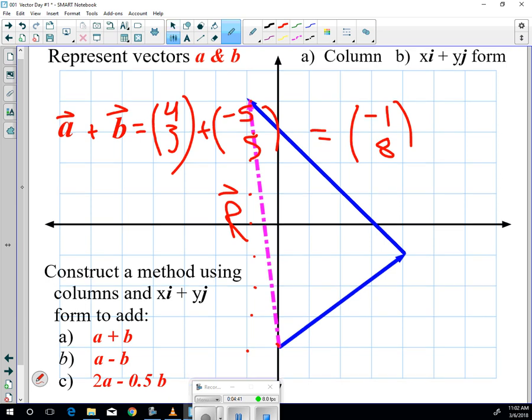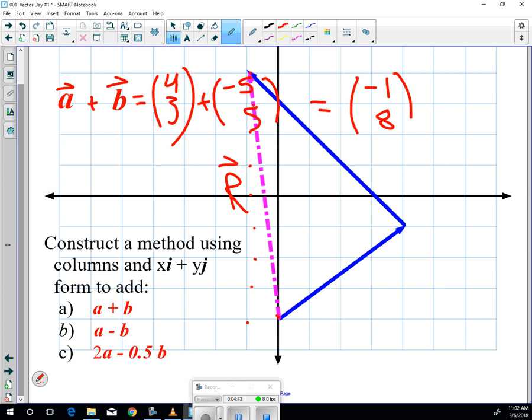You can also do it using the position vector forms. But we showed A plus B. Look how easy A minus B is. (4, 3) minus (-5, 5). So 4 minus negative 5 is the same as 9, and 3 minus 5 is negative 2.